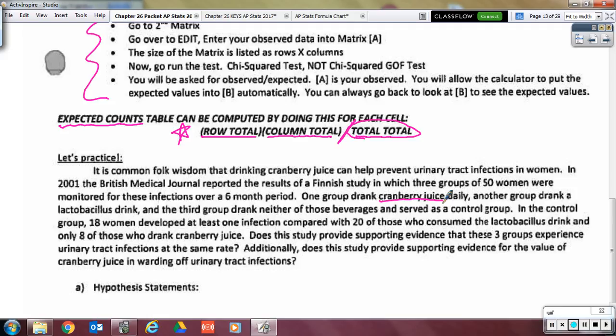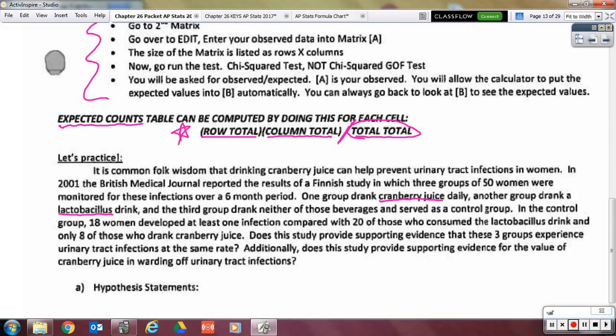Now, a lactobacillus drink, that's like Activia or like a probiotic type thing, maybe even Go-Gurts. I wonder if that would count. Probably some kind of, like Yakult. Have you ever seen those little things, Yakult, that you drink? Anyway, so a lactobacillus drink.